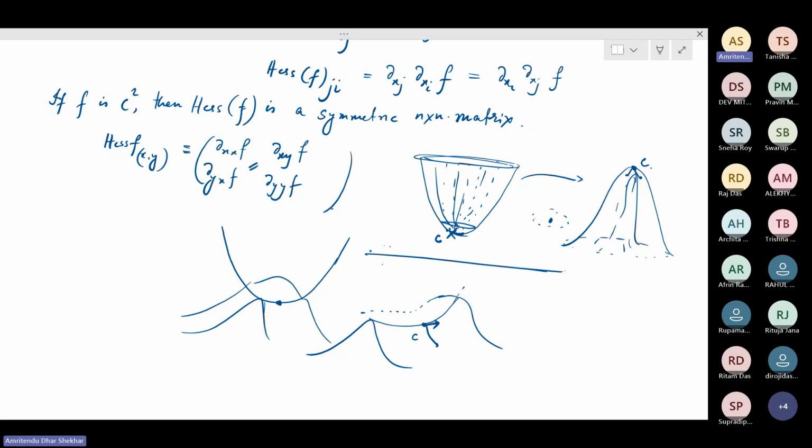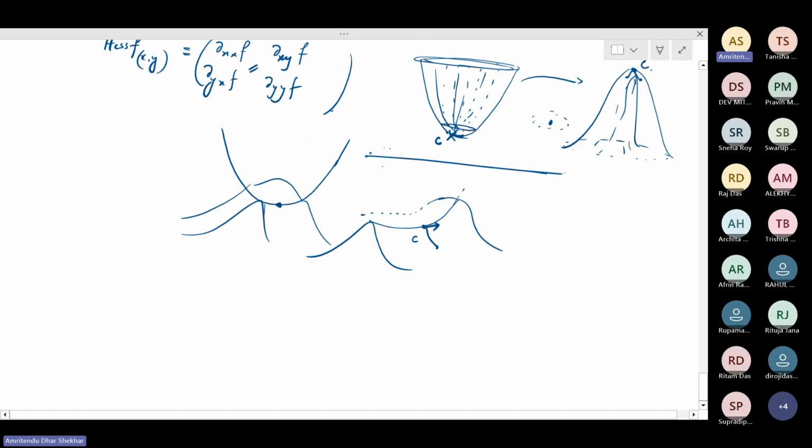In order to answer this question, we can do whatever we did for the one-dimensional case. We wrote down the Taylor series expansion. Here also, let's try to write down the Taylor series expansion. So if you have a point x comma y, and I look at a small deviation which is h, where h is a vector equal to h1 comma h2.